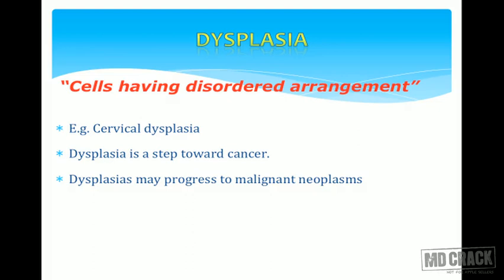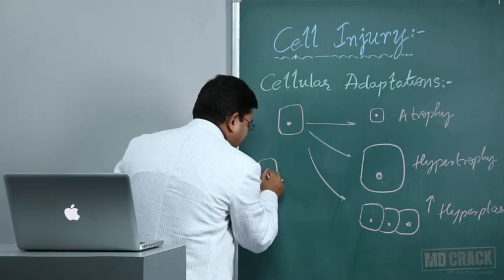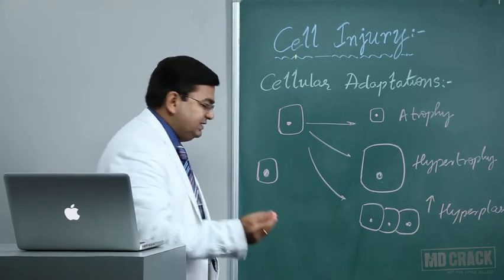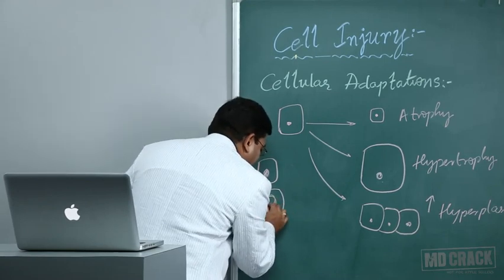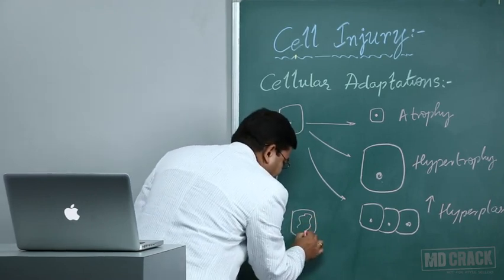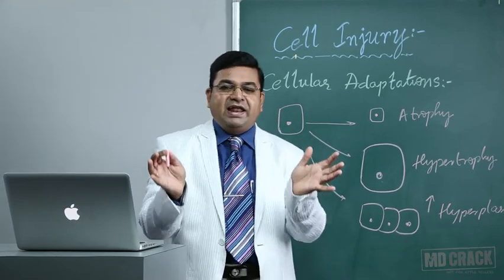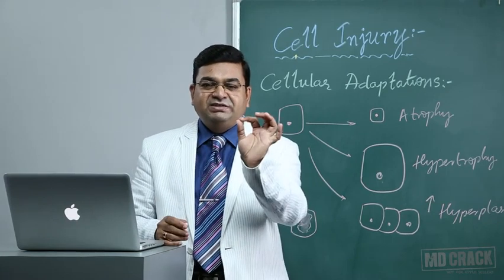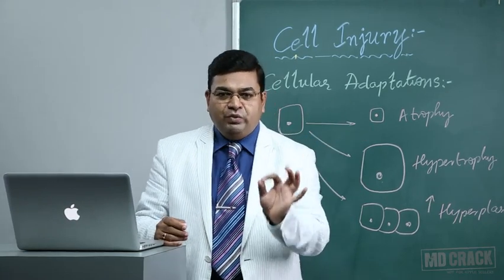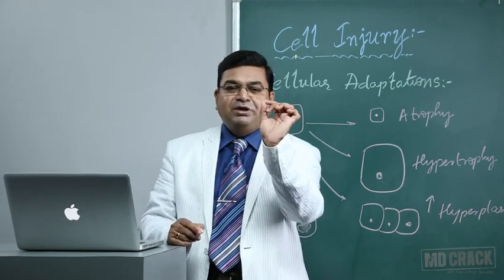Dysplasia is again a type of cellular adaptation where there is a totally disordered arrangement of cells. Very classical is cervical dysplasia. We grade cervical dysplasia into three: mild dysplasia if the nucleus is a little bit enlarged, moderate dysplasia if the nucleus is still more enlarged, and severe dysplasia where the nucleus is so irregular and shows all the features of anaplasia. So it all depends on the nuclear enlargement: mild, moderate and severe. In severe dysplasia, it's almost like carcinoma in situ, where the nuclear borders are very irregular and you will see a hyperchromatic nucleus. So it's almost a pre-neoplastic condition.